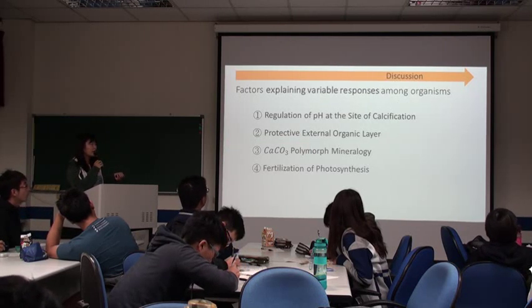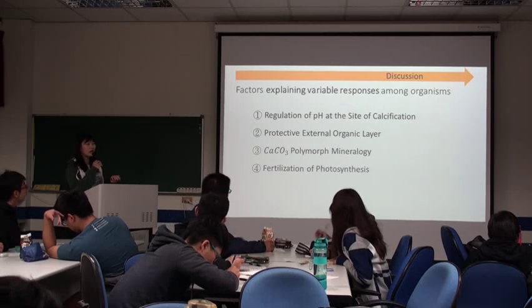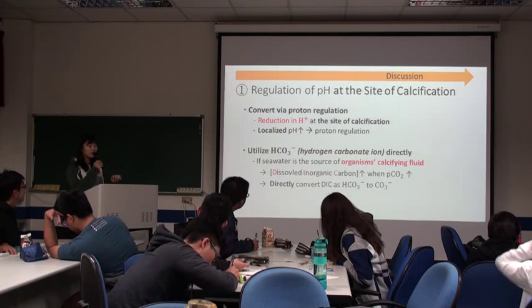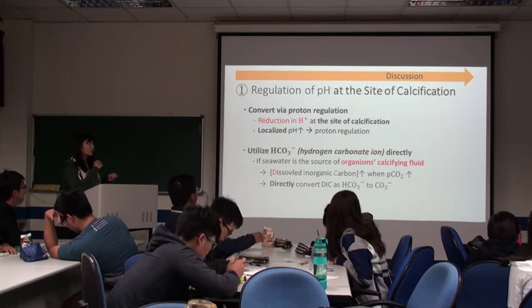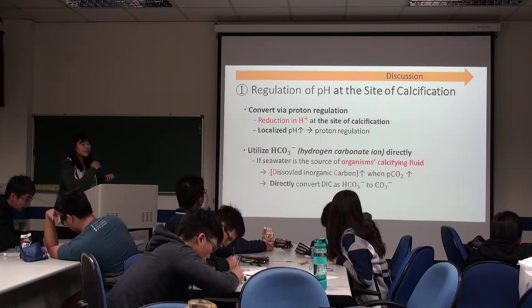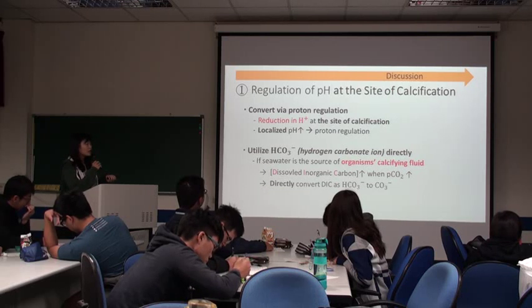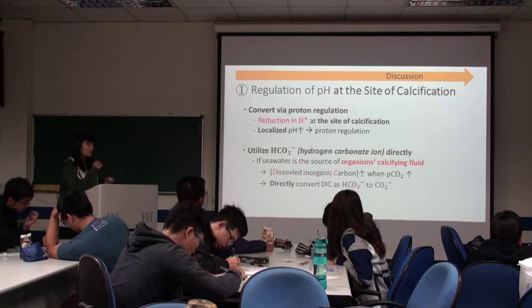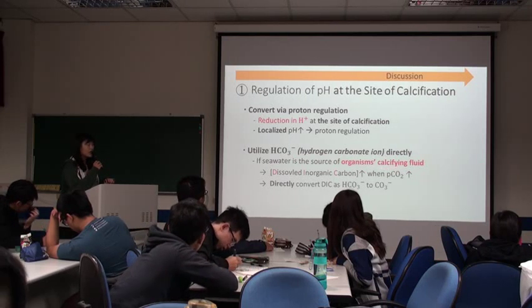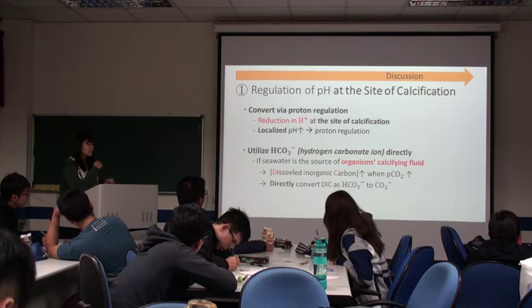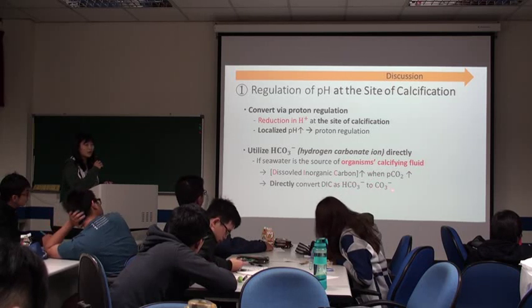From the previous part, we can get the factors explaining variable responses among organisms. Number 1 is regulation of pH at the site of calcification. Some species will reduce hydrogen ions at the site of calcification via proton regulation, which means localized pH increasing. Another group of species will utilize hydrogen carbonate ions directly if seawater is the source of the organisms' calcifying fluid. When the pressure of CO2 increases, the dissolved inorganic carbon will increase too, and the species will directly convert DIC as hydrogen carbonate ion to carbonate.